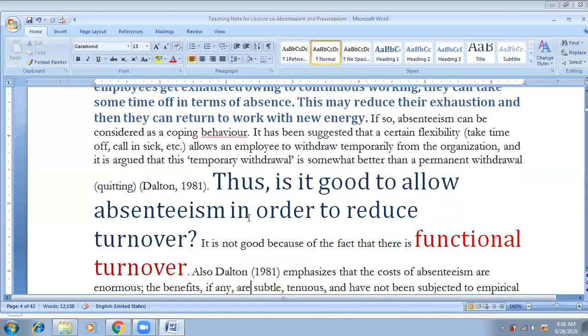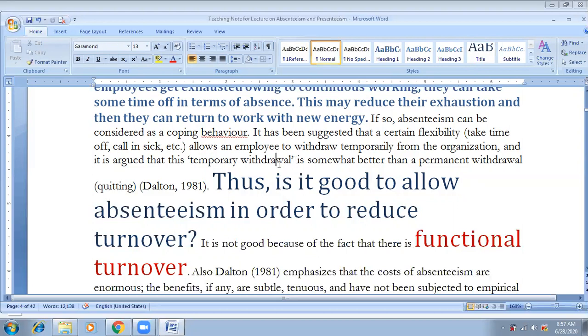Then, is it good to allow absenteeism in order to reduce turnover? Another question. It is not good, because of the fact that there is functional turnover. What is this functional turnover? I will deliver a lecture, if time permits, on management of employee turnover. There are some resignations which are beneficial to the organization.